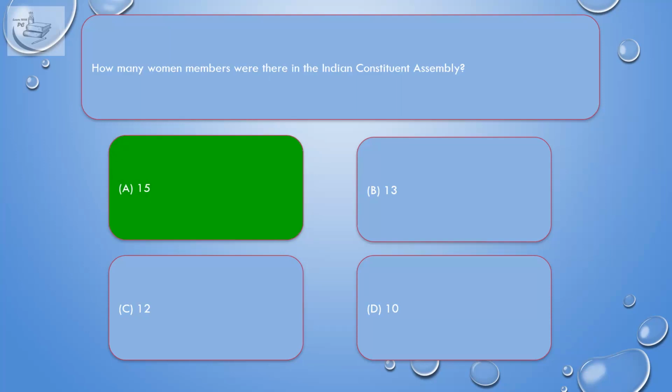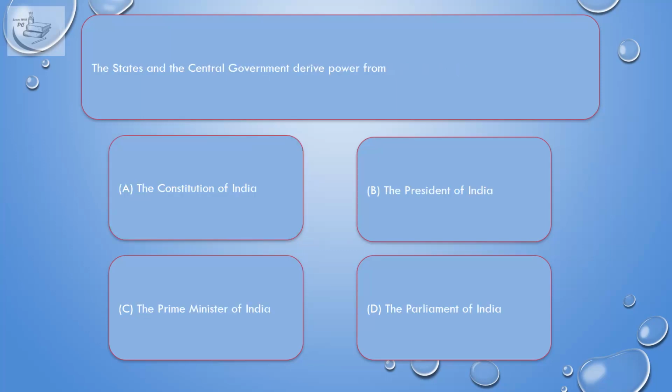Correct answer is A. 15. Question: The states and the central government derive power from A. the Constitution of India, B. the President of India, C. the Prime Minister of India, D. the Parliament of India.